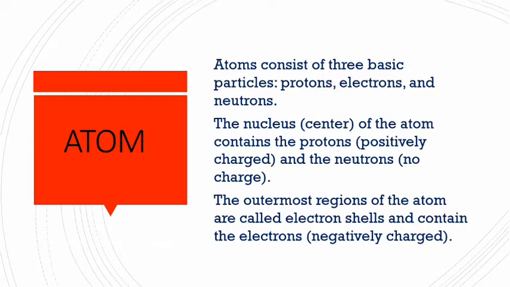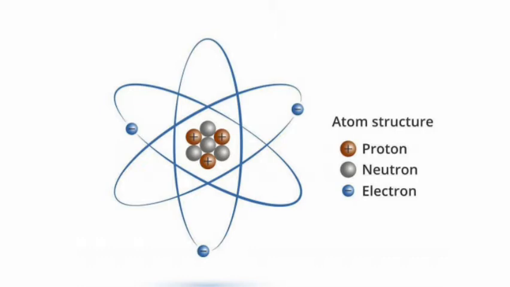Already we know what an atom is. Atoms consist of three basic particles: proton, electron and neutron. The nucleus of the atom contains the protons and the neutrons. The outermost region of the atom is called the electron shell and contains the electrons. Electron is negatively charged, proton is positively charged, neutron has no charge.